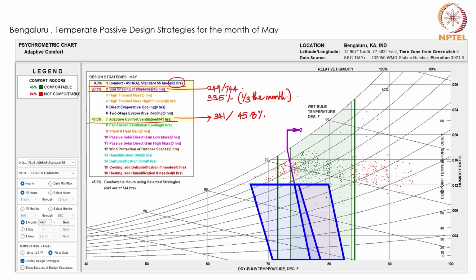So, using only passive strategy, 45.8% of the month of May, or 341 hours of the month of May, becomes comfortable, whereas 54% would still remain not comfortable. And what should be done to convert this not comfortable into comfortable? We will see next.